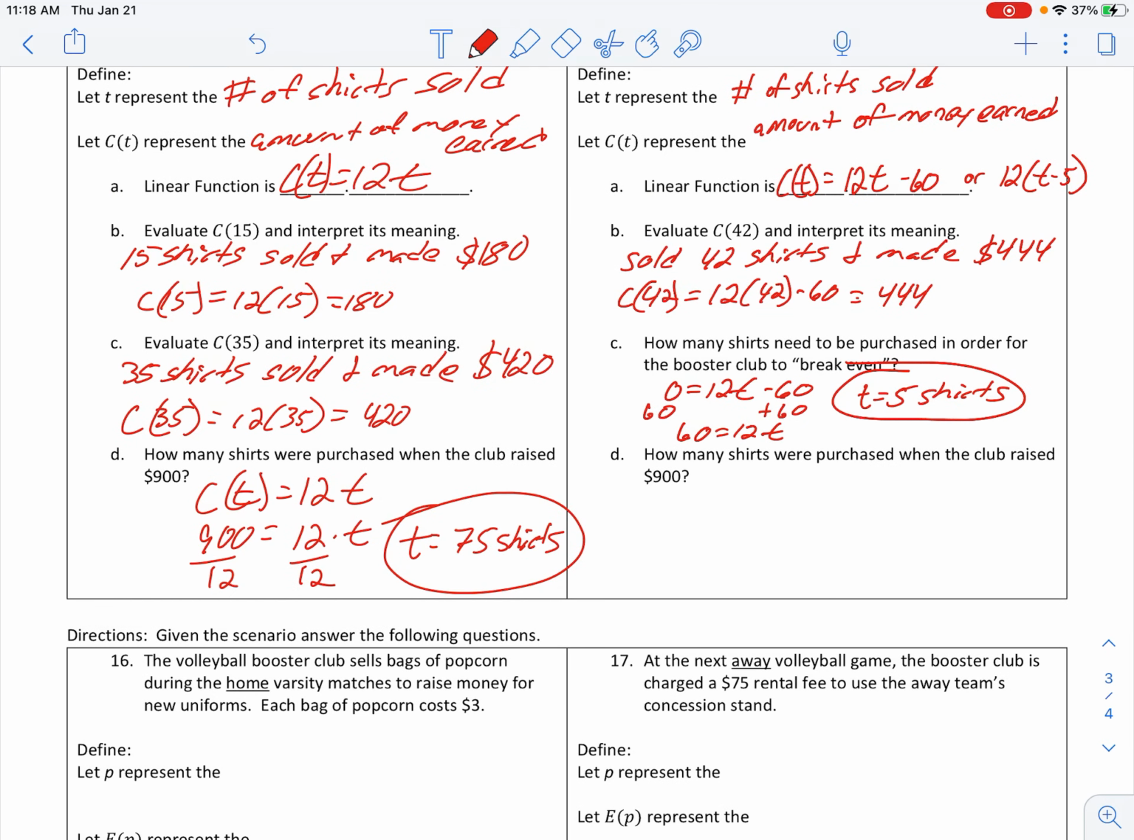Now, because again, we're giving away 5 free shirts, we got to go through and figure out, okay, how many more shirts do I need to sell now to make $900? So I'm going to add 60 over. And then I'm going to take 960 divided by 12. That means I'm going to have to sell 80 shirts.